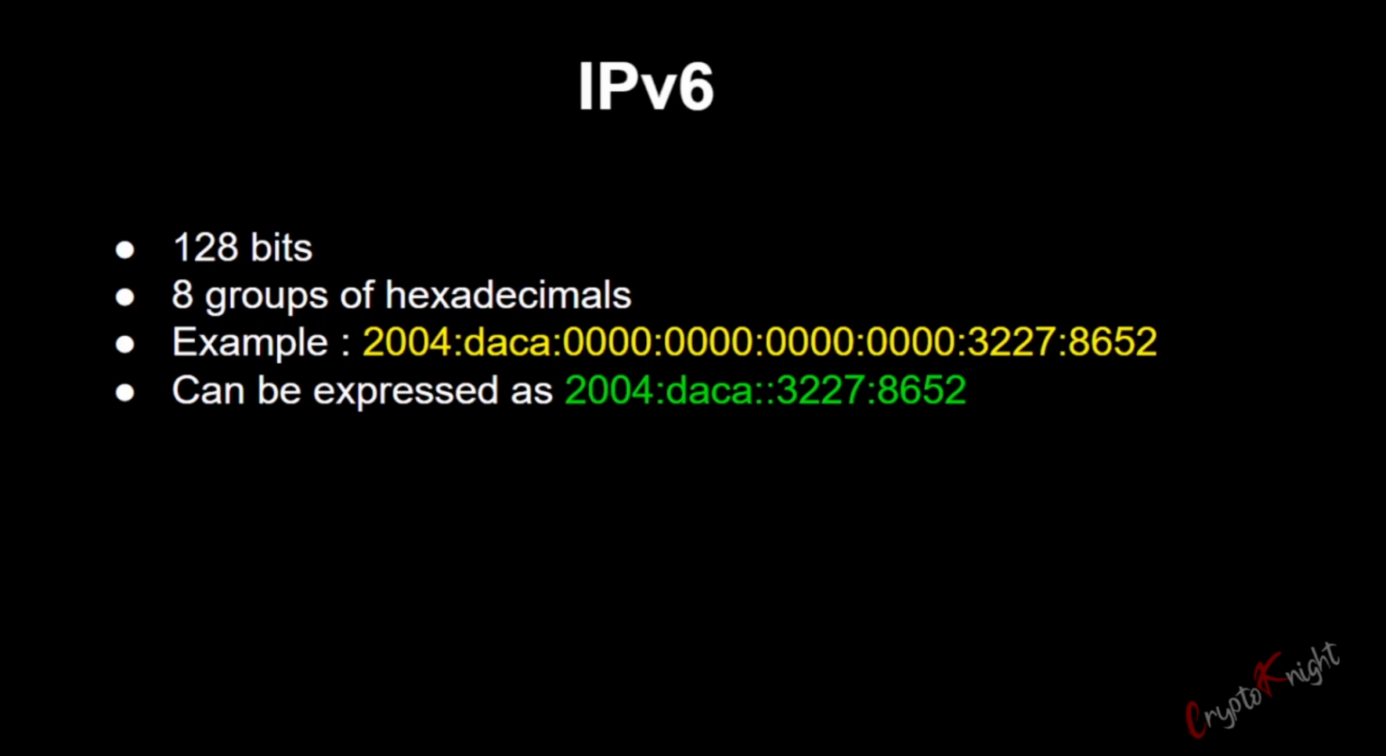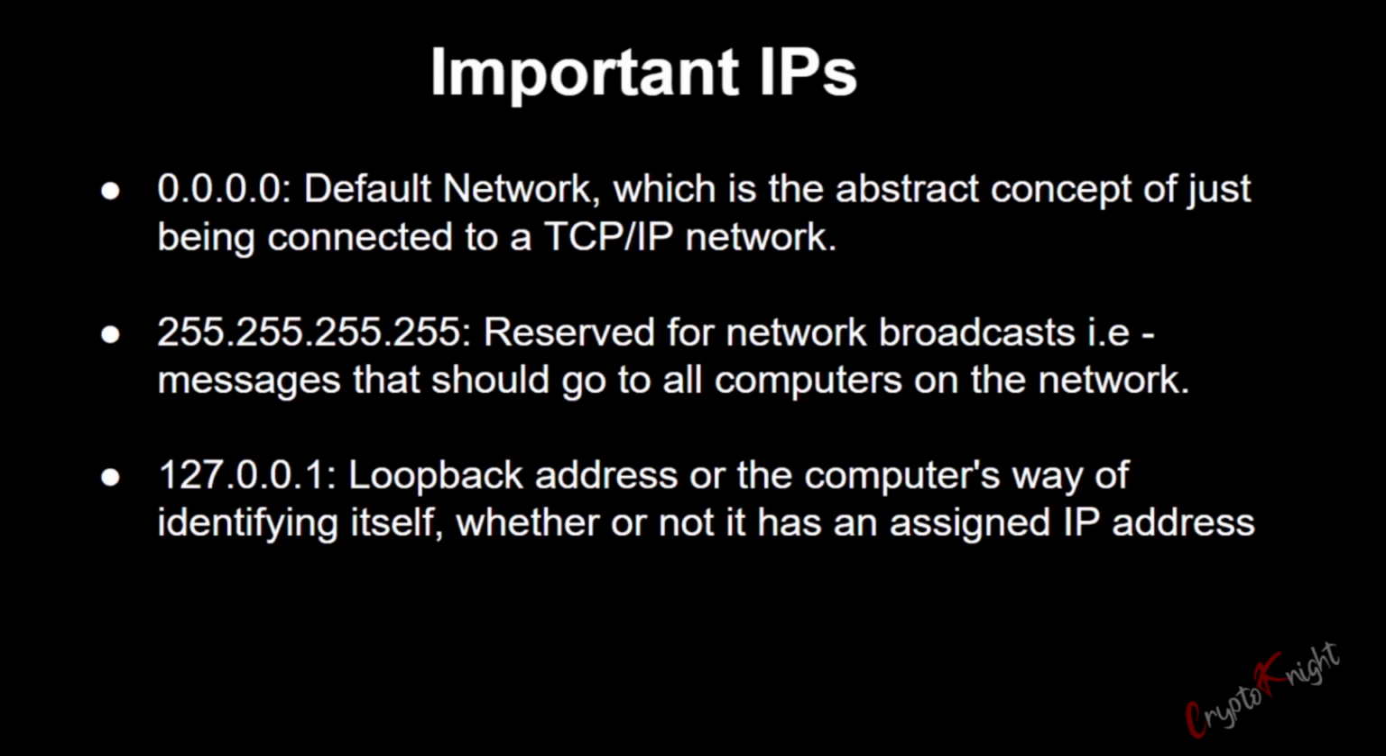If anyone asks you a question about IPv6, it would generally be how many bits are there in IPv6, how many groups of hexadecimals are there, what characters are allowed, and then you have to say hexadecimal characters. So this is the stuff that can be asked about IPv6, and now you have the basic understanding of what an IP address actually is. There are certain IP addresses which are very important and you should know about them.